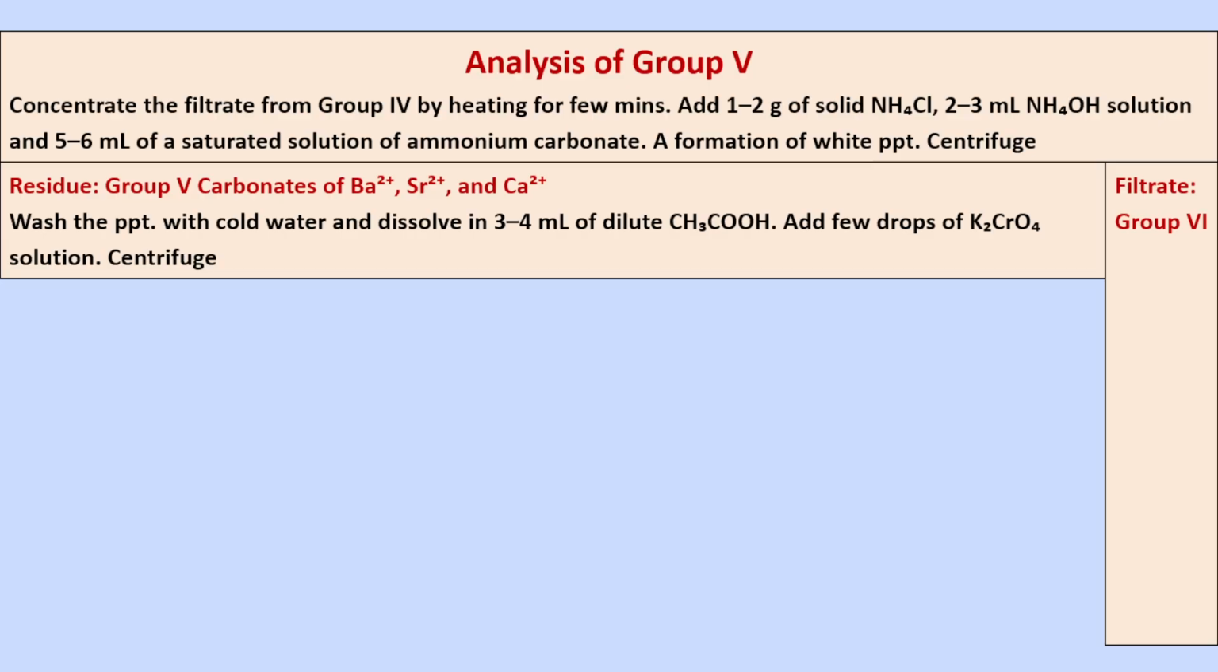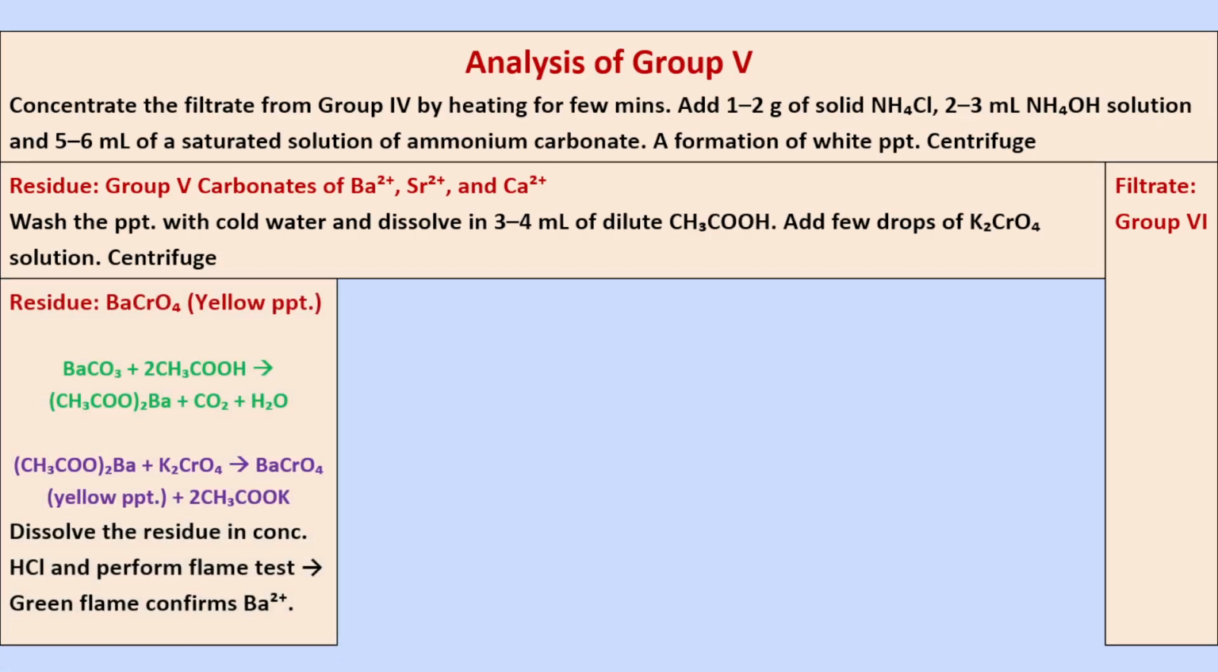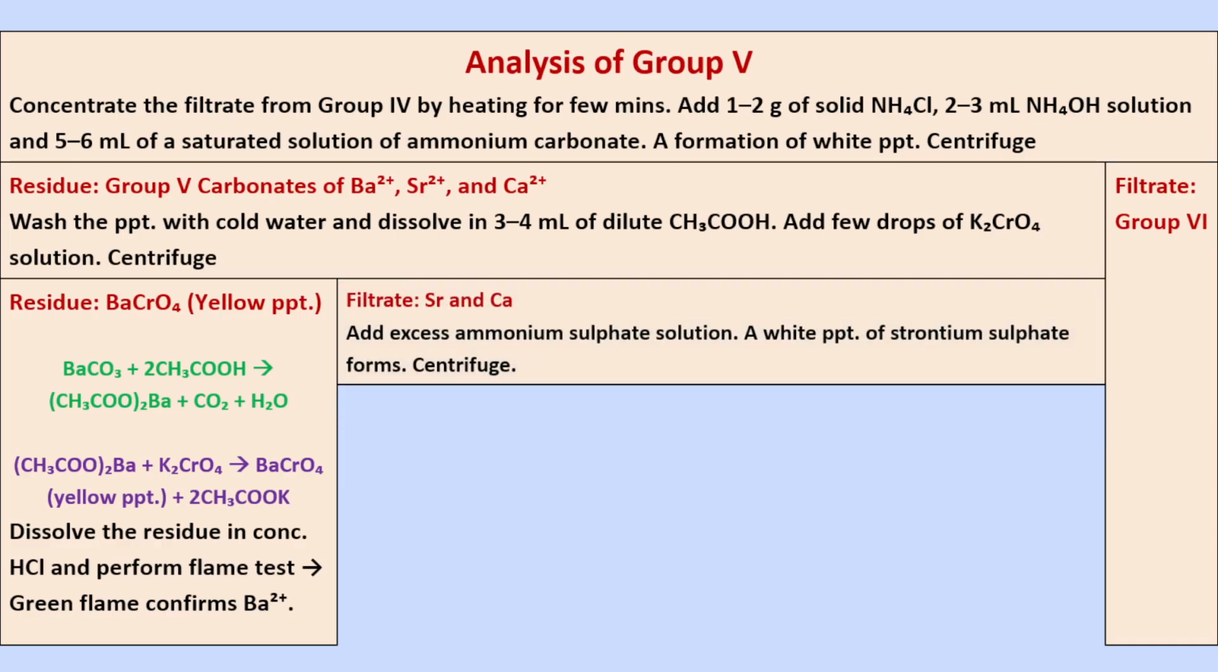For further confirmation, dissolve the yellow precipitate in concentrated HCl and perform a flame test. A green flame indicates the presence of barium. Now the filtrate from the barium chromate contains strontium as well as calcium. Add excess ammonium sulfate solution. If strontium is present, a white precipitate of strontium sulfate will form. Centrifuge to collect the residue.